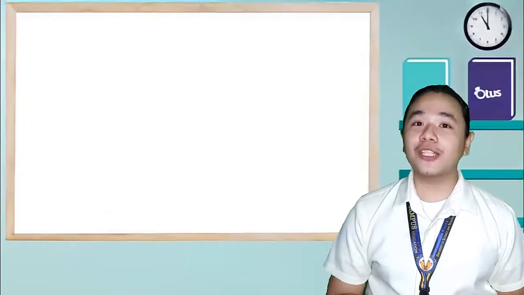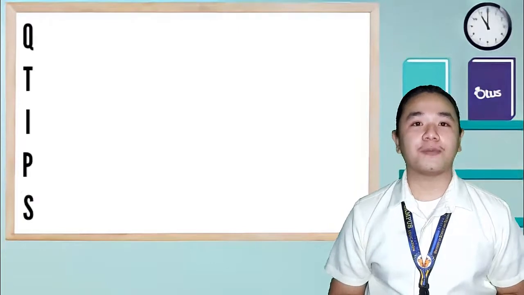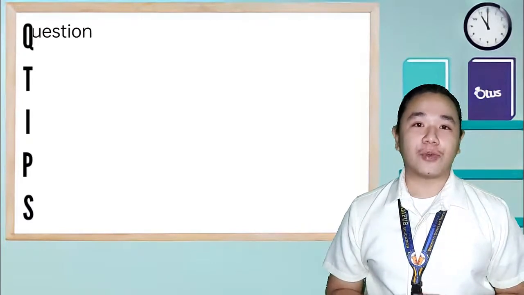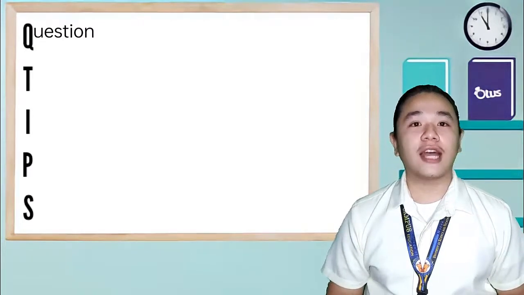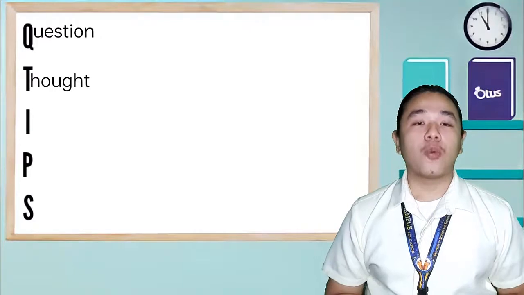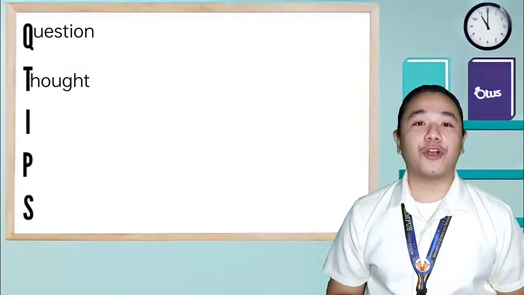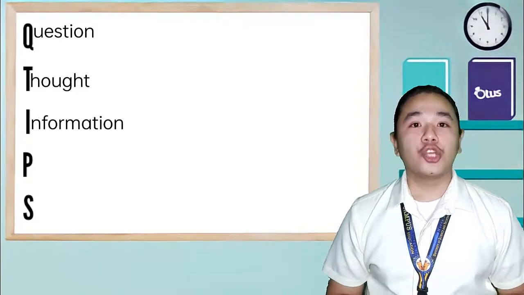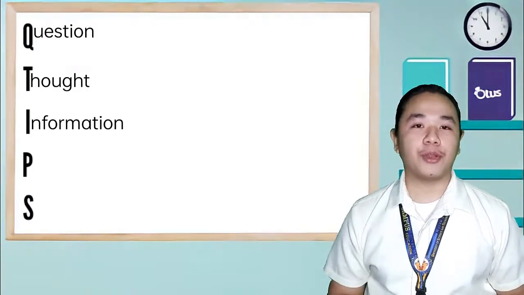So again, the new strategy for solving a word problem is the Q-tips. Q stands for question. You need to know what the question is that you need to answer. T stands for thought. What is your thought about the given problem? I stands for important information. You need to know the important information or the important given numbers.